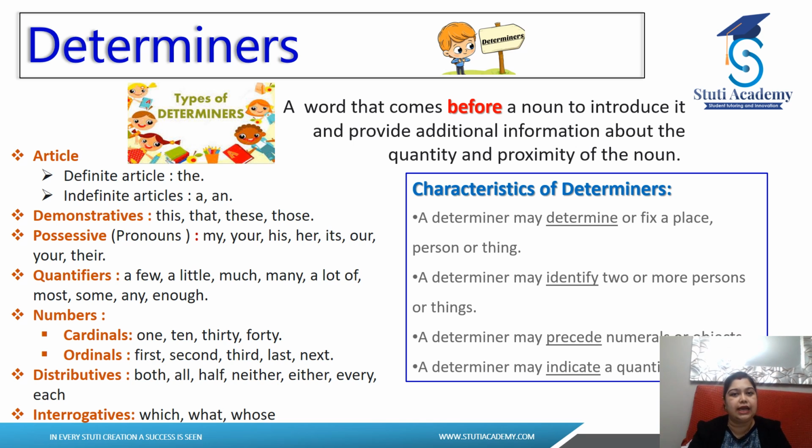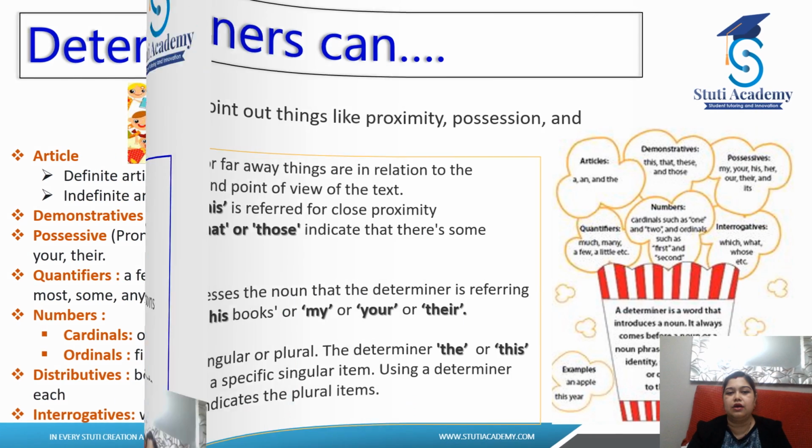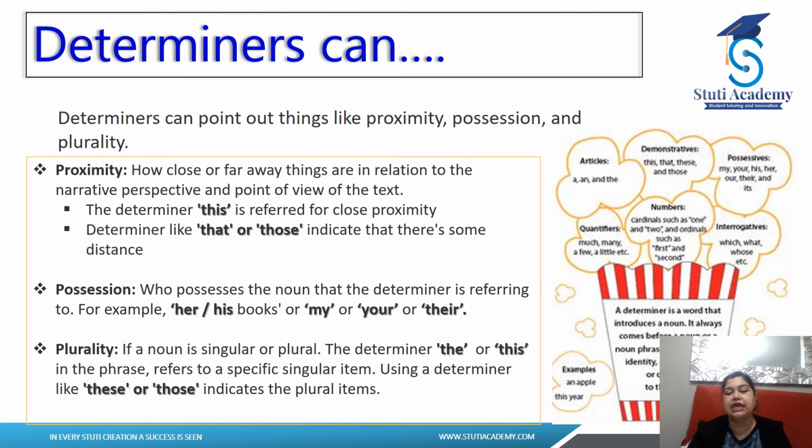Then we have the interrogative determiners. What do you understand by this word interrogative? Interrogative means either a question mark or an exclamation. So you are asking questions. Words like which, what, when, where, how, should. These are the interrogative determiners. Now let's move further and let's understand these determiners.